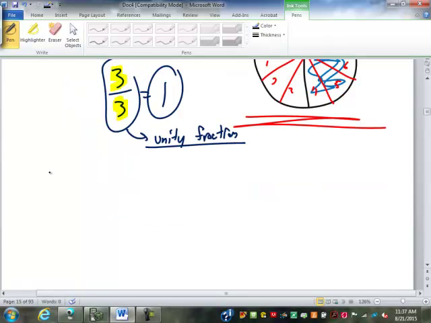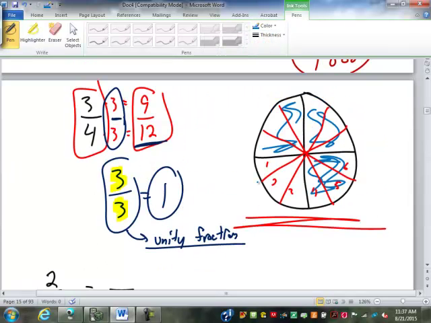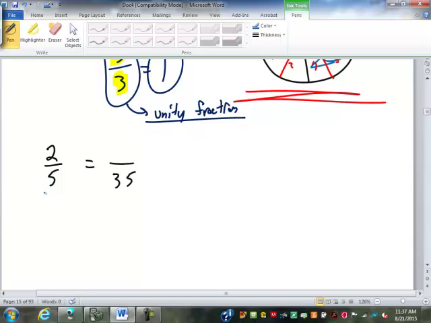So let's say I have 2/5, and I need to change its name. Well, the first thing we need to know is what we want to change the name to. So let's say I want to change this to 35ths. Well, just like up here, when I had to cut those 4 slices into equal pieces, same thing down here. The only question is, how many pieces do I need to cut each of those 5 slices into to get 35? 7. So 5 times 7 equals 35.